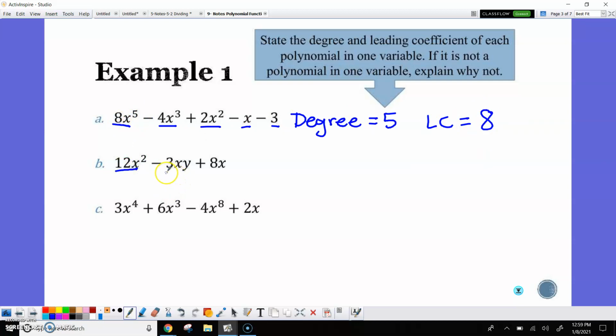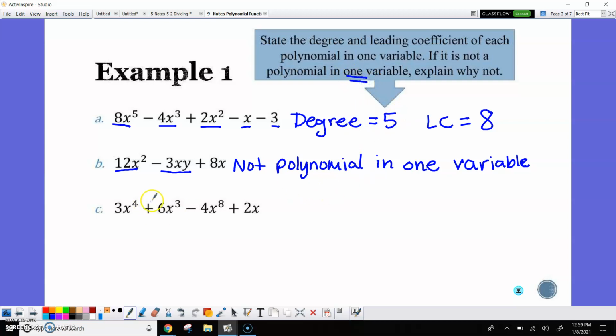Here we have a monomial. This is also a monomial, but there's two variables, so this is not a polynomial in one variable. And we can stop there. It's still a polynomial, it's just not a polynomial in one variable.